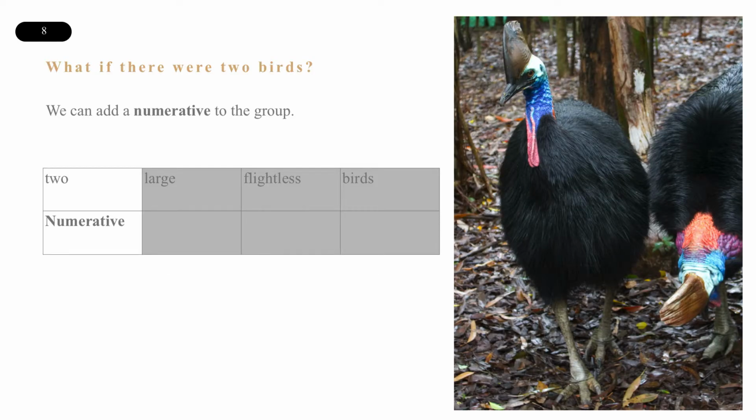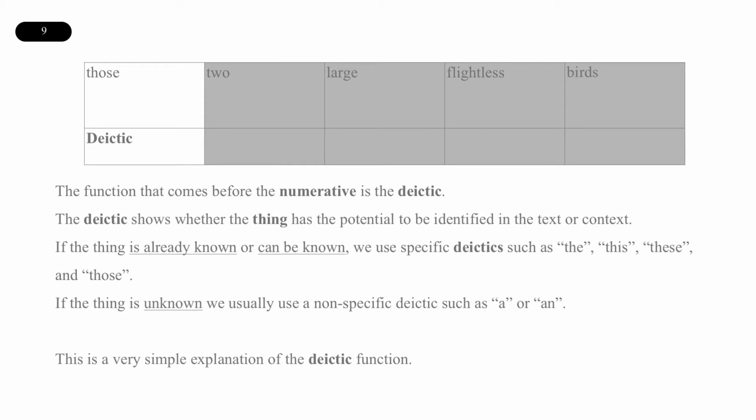Now what if there were 2 birds? In that case, we can add a numerative to the group. And the function that comes before the numerative is the deictic. The deictic shows whether the thing has the potential to be identified in the text or context.